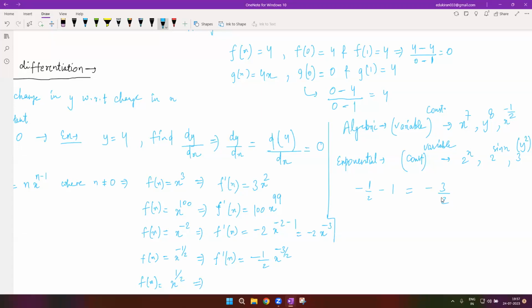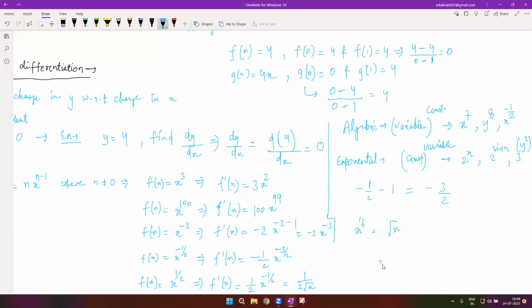Good, correct, this will be used a lot. So what does x to the power half mean? Root x. So basically you are finding out the differentiation of root x. If you solved it right, then it must come like this, and this can be written, think about it, as x to the power minus half.